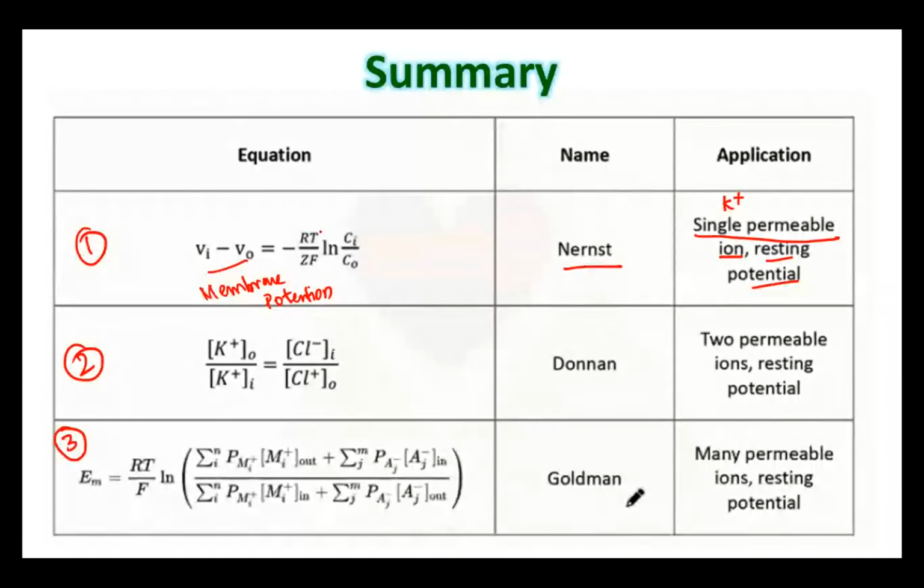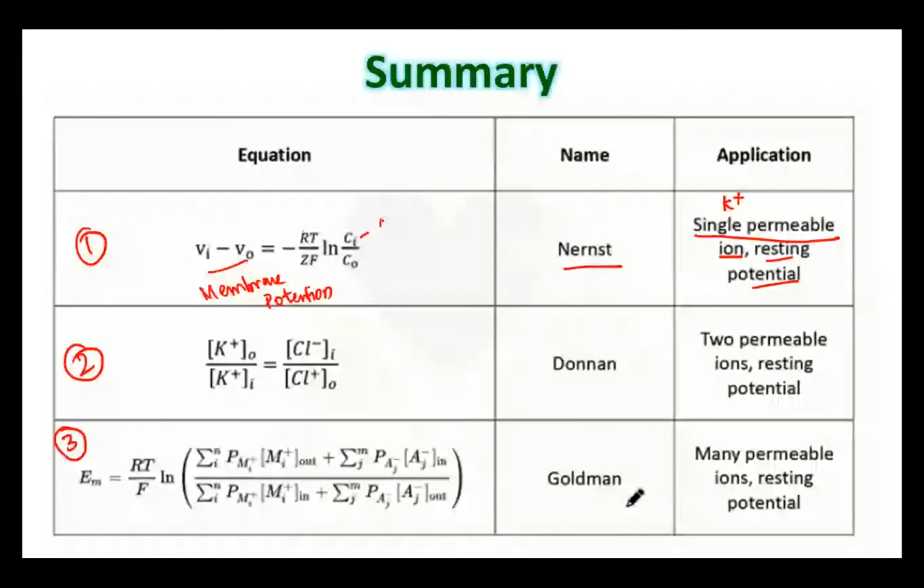T is body temperature in Kelvin. So it is 37 degrees, but if you want to add 37 with 272, it is converted into Kelvin. R is the gas constant, approximately 8.34. And what is Z? For any atom, Z is the valence, the atomic number of the atom. What is F? Faraday's constant. And what are Ci and C0?